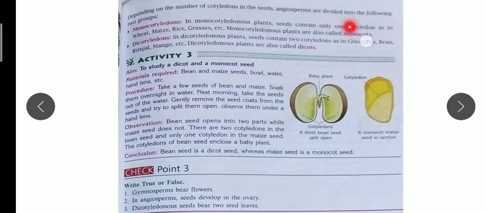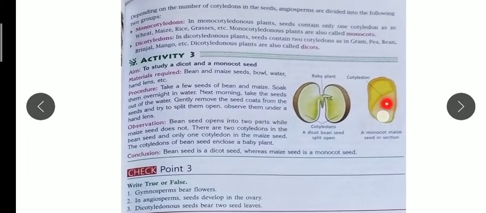In the case of wheat, maize, rice, grasses, they have only a single cotyledon. You can see here this part, the single cotyledon. These are the areas where the plant stores food for the embryo. Monocotyledon plants are also called monocots. So monocots contain only one cotyledon.